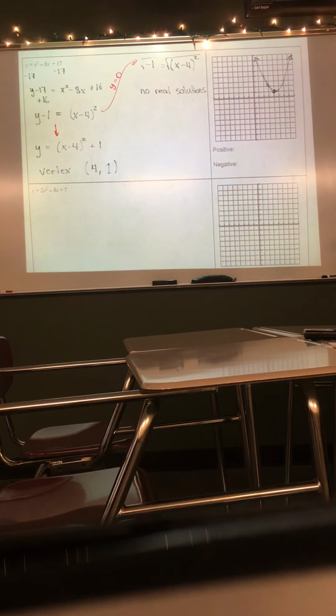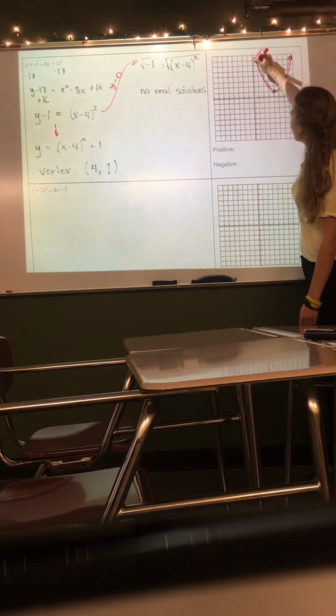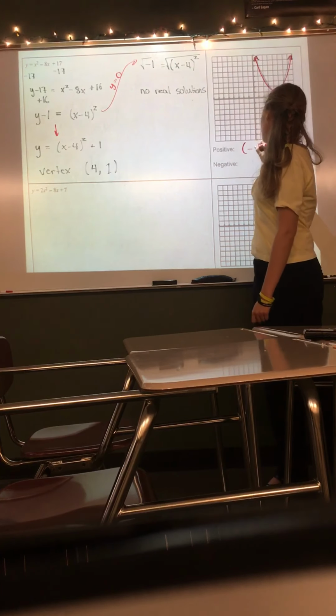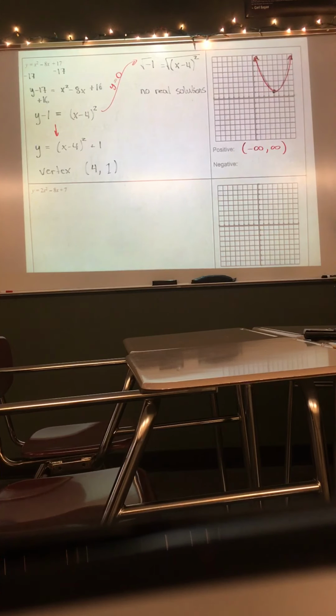So where is this graph positive? Where is it above the x-axis? Everywhere. This whole entire thing is above the x-axis. So negative infinity to infinity. The whole thing is positive. And then for negative, there's none. Negative is nowhere. It's always positive.